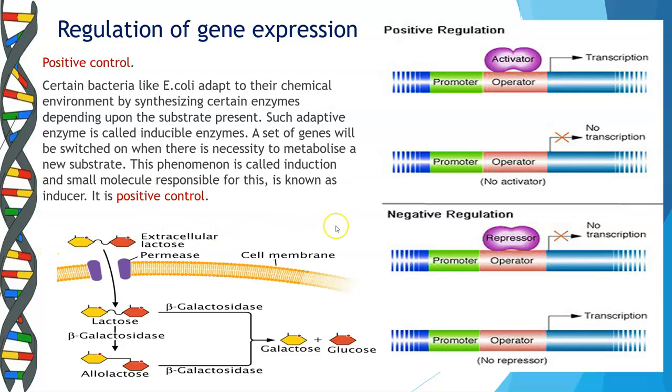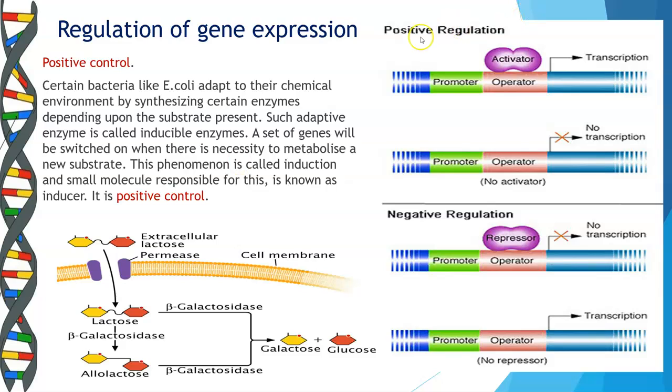Now, let me explain to you with the help of our same example, that is lactose. When the lactose is present in the surrounding medium, this lactose acts as the small inducer which will allow the synthesis of these enzymes that are required, that is permease, beta-galactosidase. These enzymes that are required for the utilization of lactose are synthesized.